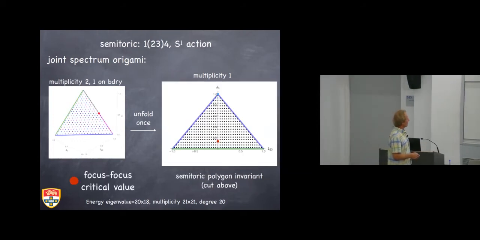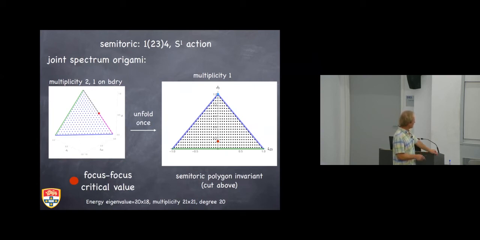So for example, here's a semi-toric system without hyperbolic points, where there's just a singular point on the boundary here. This is a focus point. And again, there's multiplicity in this picture, and you can unfold once. If you do that, you get this semi-toric polygon. So in this classification theory of semi-toric systems, there are also polygon invariants. They're not necessarily convex, and they have this one special point, but we will cover those as well.